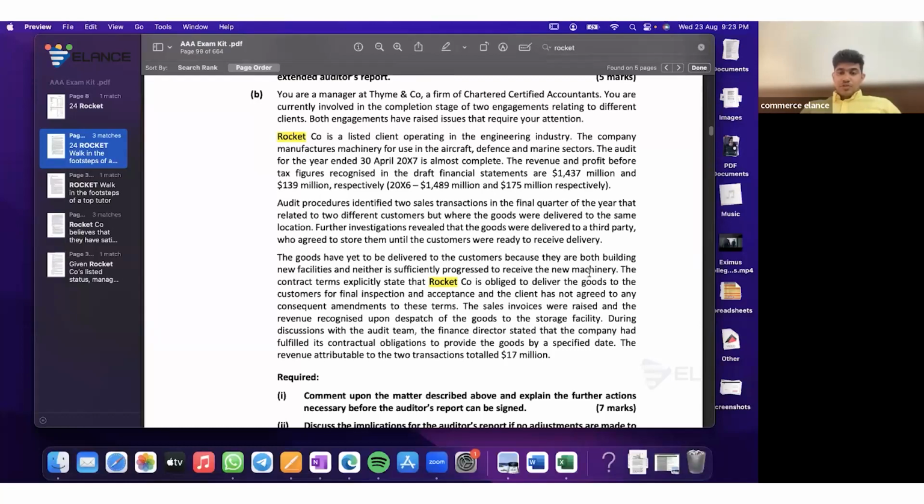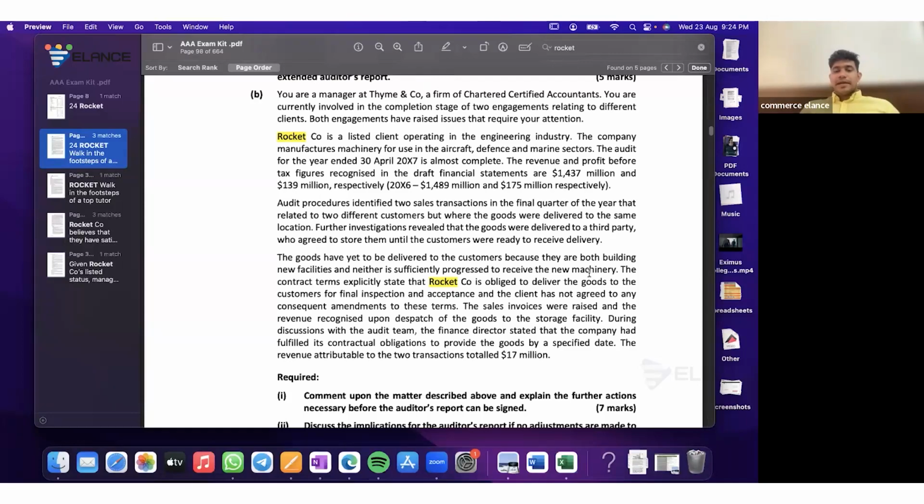They have delivered the goods to a third-party warehouse, who have agreed to store them until the customers were ready to receive the goods. And the inspection of the goods has not been undertaken by the customers. Therefore, there are pending performance obligations, due to which the revenue has to be recognized as deferred income.